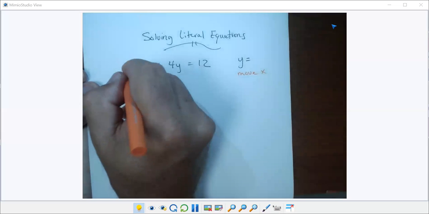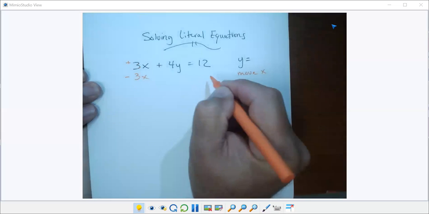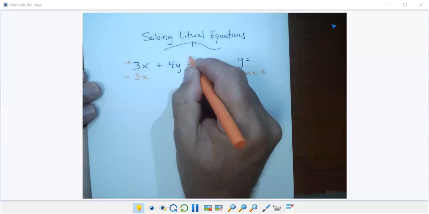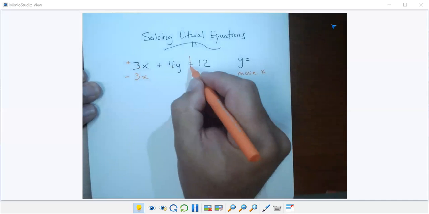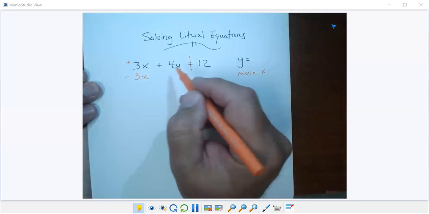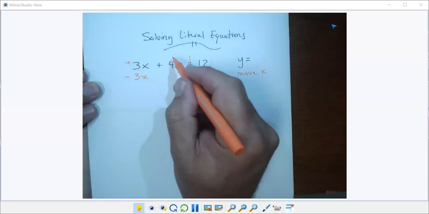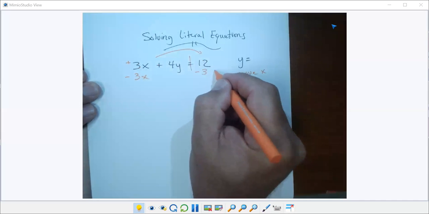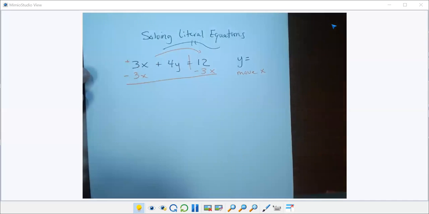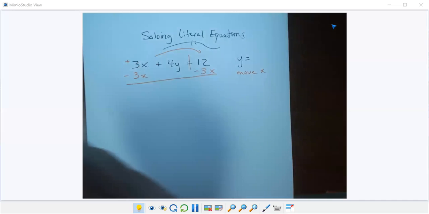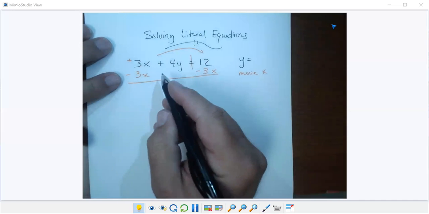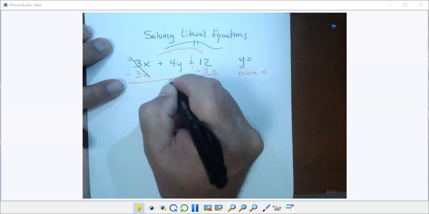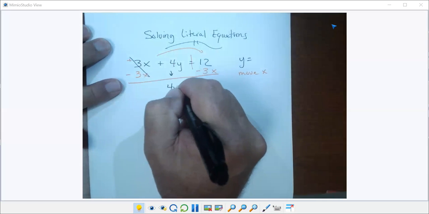So the opposite of plus 3x is a minus 3x to both sides of the equal sign. Remember, this equal sign is like a wall. Whenever you see an equal sign and you're moving letters or numbers to the opposite side, you have to do the opposite. So that's what I'm doing. All right, so 3x minus 3x is what we call a zero pair. So let's go. Bring down your 4y.